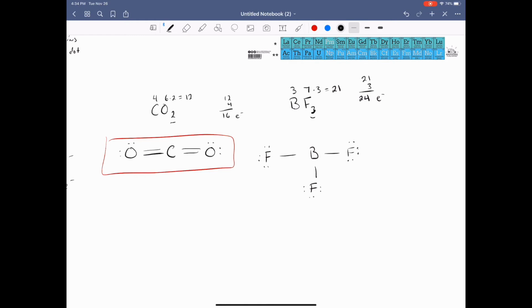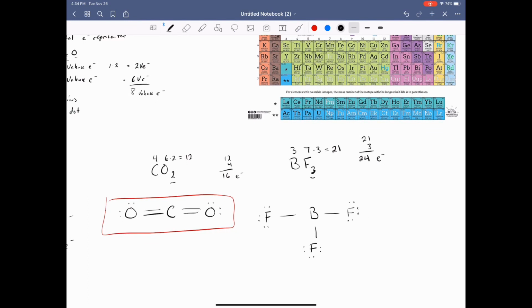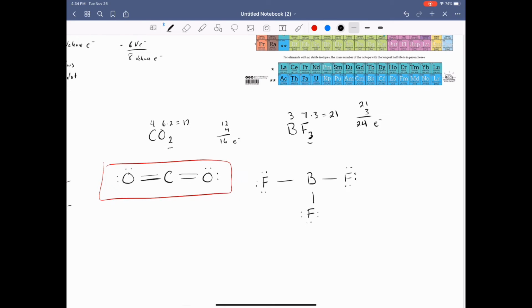With that being said, you may think, let's add another bond here to complete the octet on boron. But boron is a special case here where it is a suboctet. So boron is satisfied with less than 8 total electrons around it.